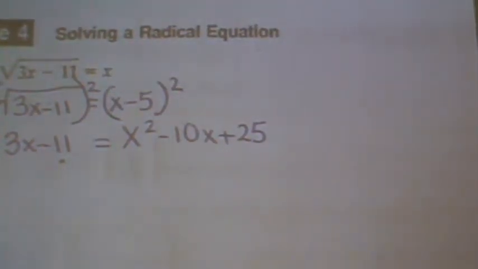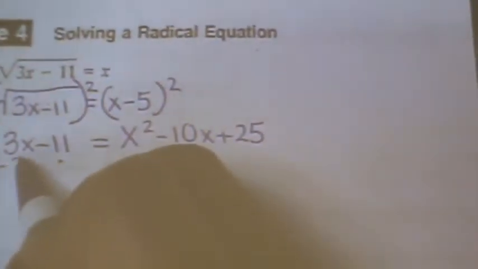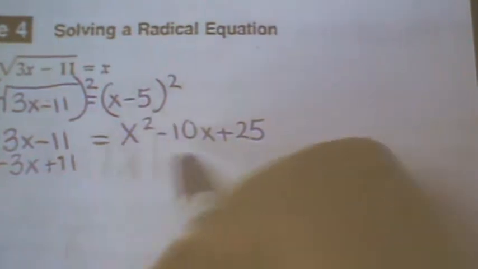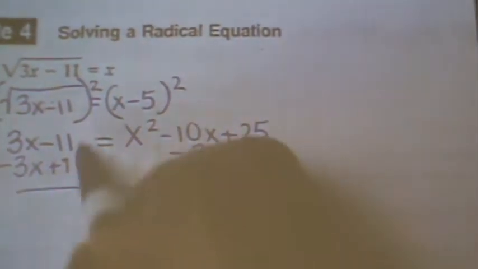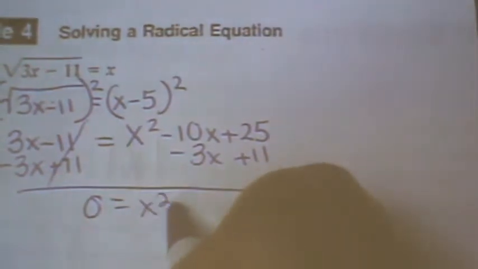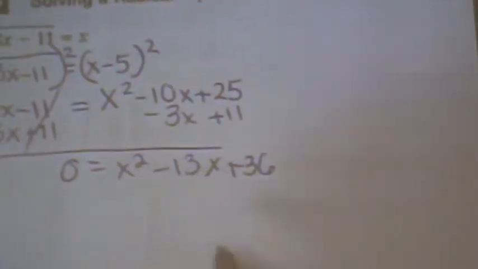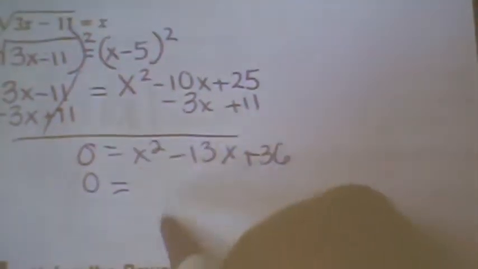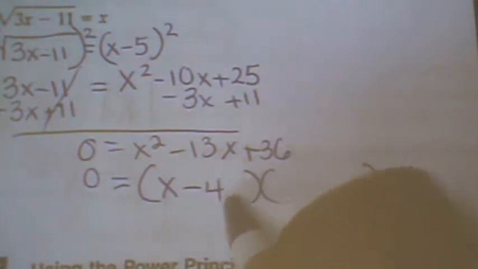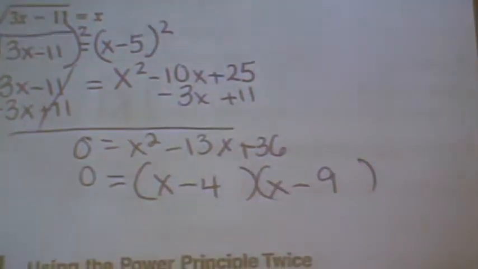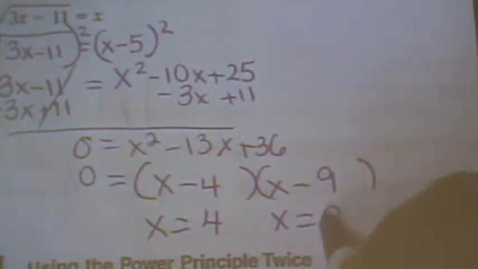Now what you're going to do is set this equal to 0. So I'm going to subtract 3x and add 11. So I get 0 is equal to x squared minus 13x plus 36. This is simply factorable: minus 4 and minus 9. What are your two solutions? 4 and 9.